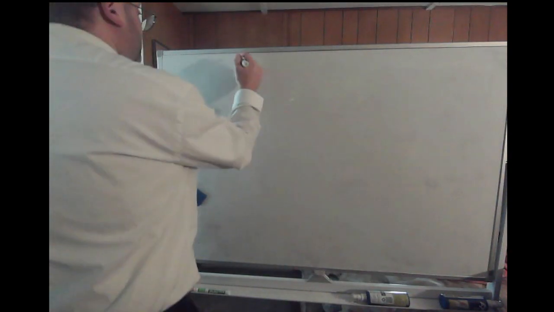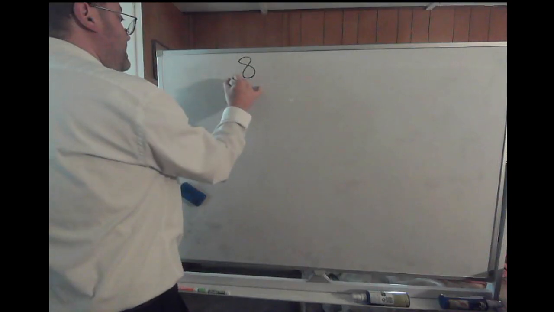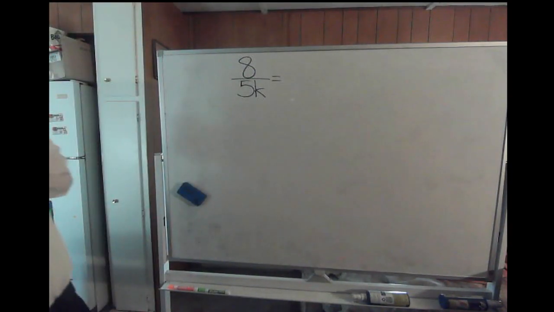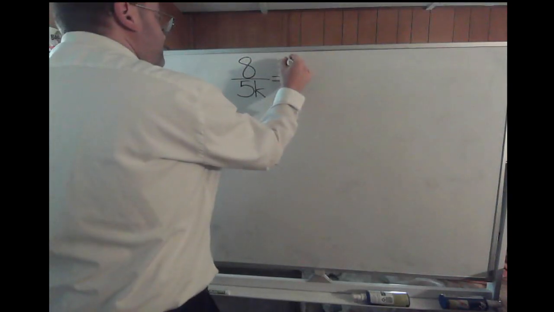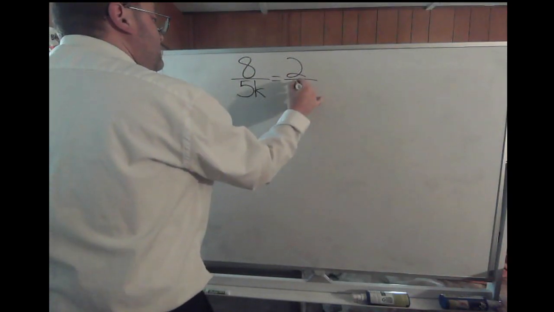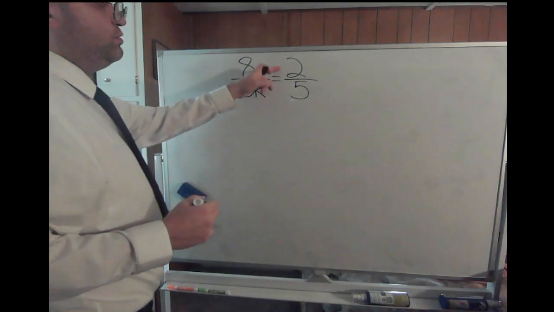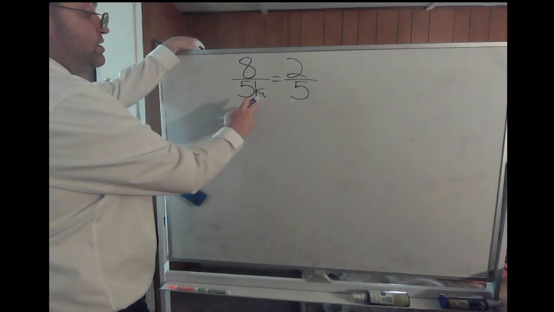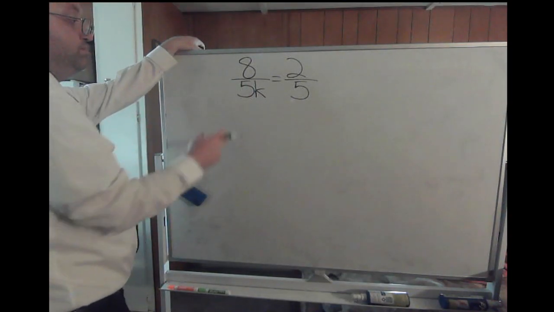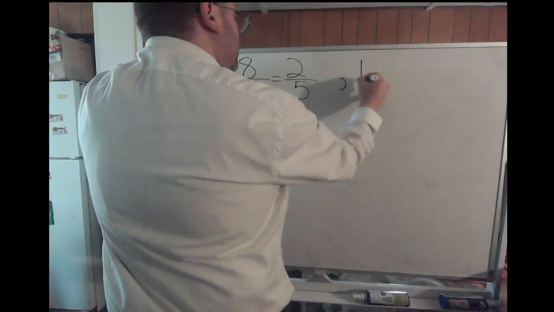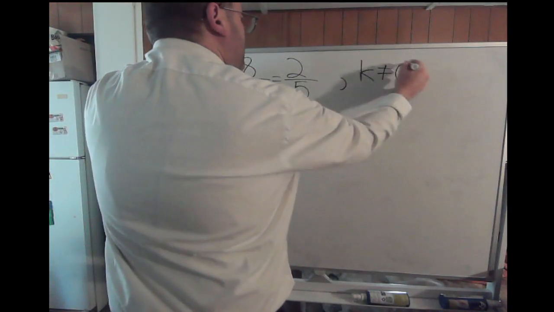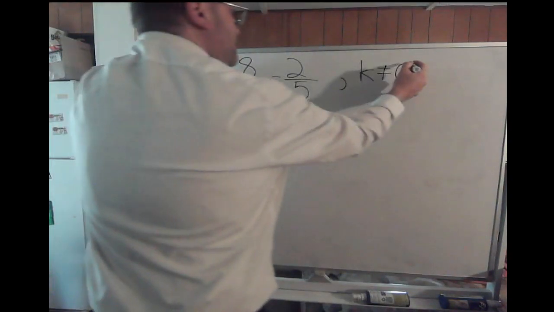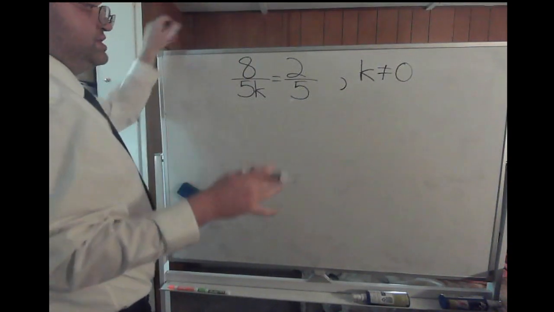Alright, similar one. We have 8 over 5k is equal to 2 over 5. Well, we have a variable in the denominator, so k cannot equal 0. Otherwise, it'll make the original proportion expression undefined, because you would get a 0 in the denominator, which is definitely forbidden.